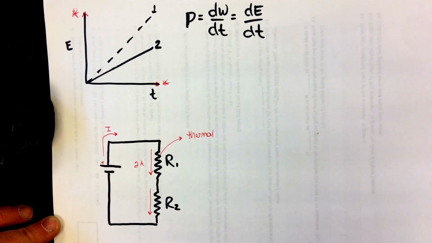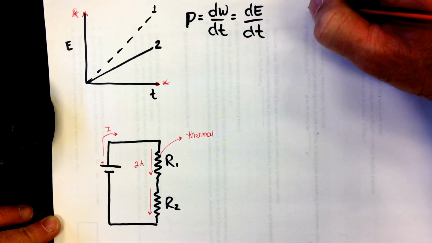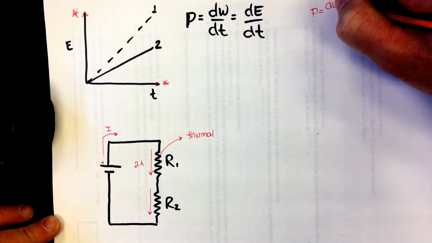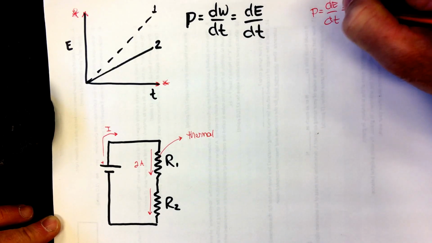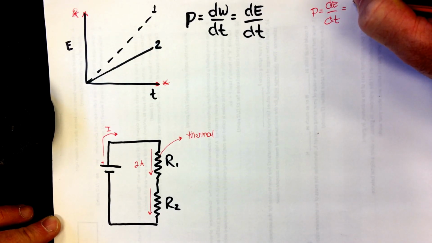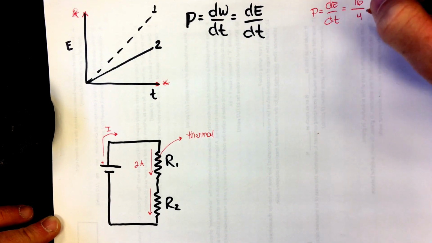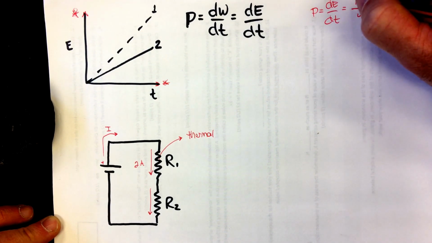Using the scales for curve 1, the slope of the line, or power being the derivative of energy, would just be 16 over 4 seconds. I take that back. It's not going to be 16. The scale is set by 40 millijoules, so each one of the small lines on that graph is 4 millijoules.